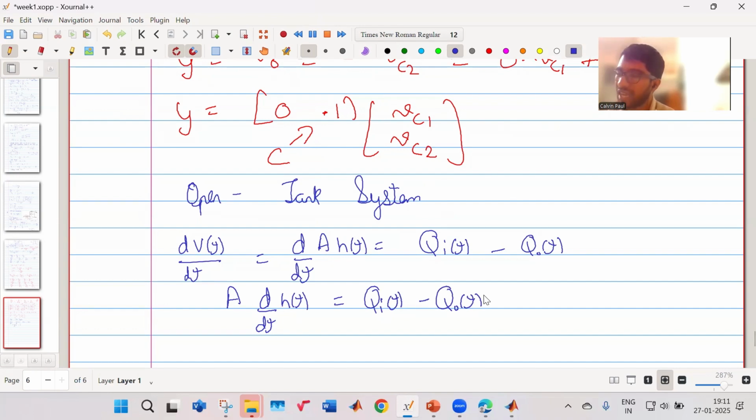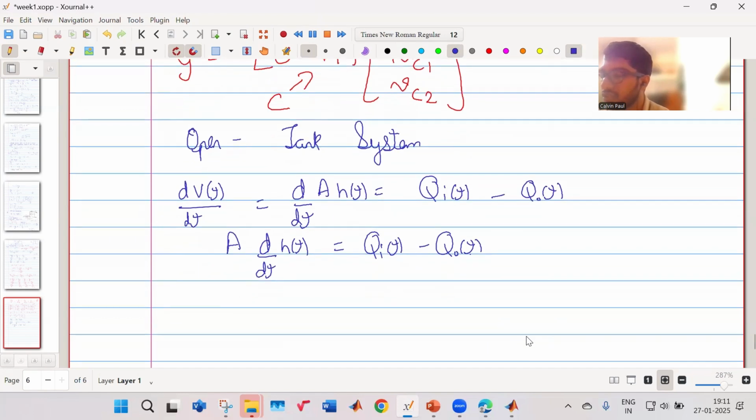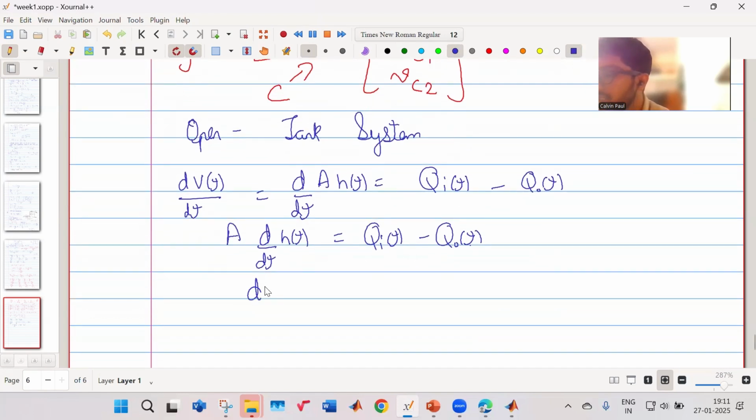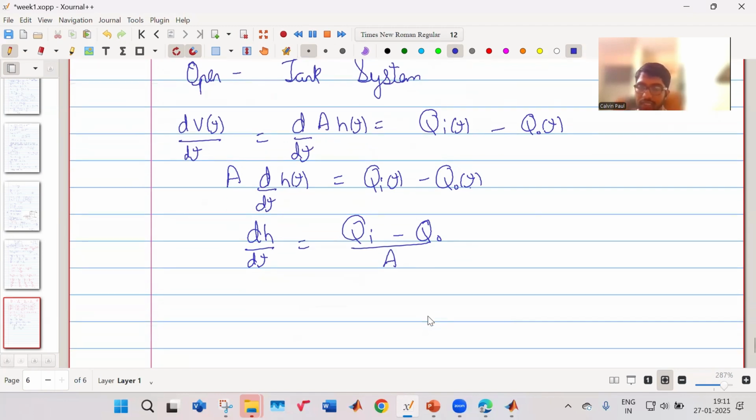What I prefer is that I don't write t everywhere, because I know it's a function of time, and writing it is kind of annoying. So I'll ignore it. So this is dh/dt, it is actually (qi minus q0) upon A. You must know that this qi and q0 are not constants. They are still functions of time, but I'm just not writing it. A is a constant, but qi and q0 are not constants. I just like to highlight that.